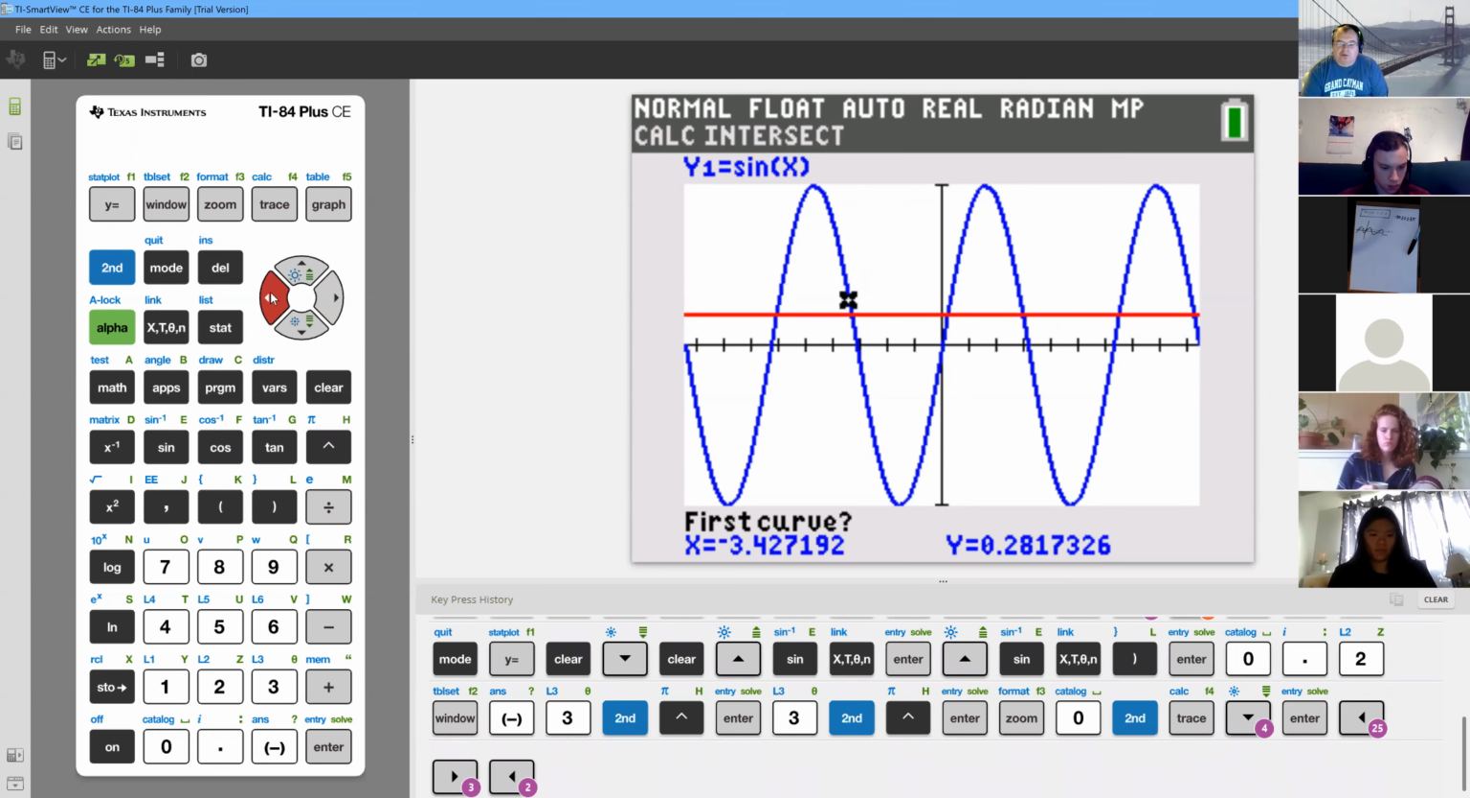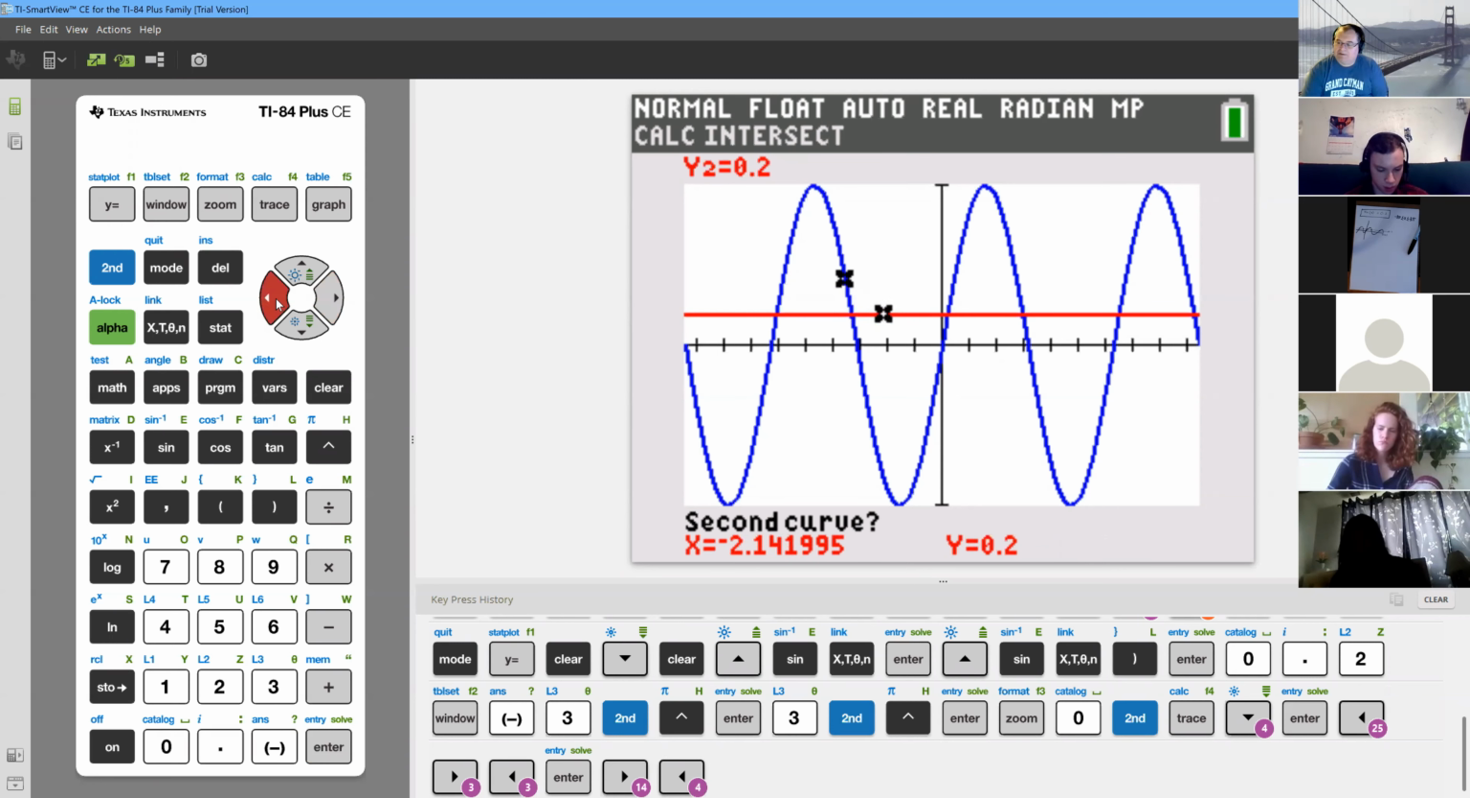Do you notice that it's on the blue curve? And yeah, that is my first curve, so I'll hit enter. Have you noticed now that it's jumped to the second curve, the little straight line guy? And is that my second curve? Yes, it is. So I'm going to hit enter. And then it says guess.